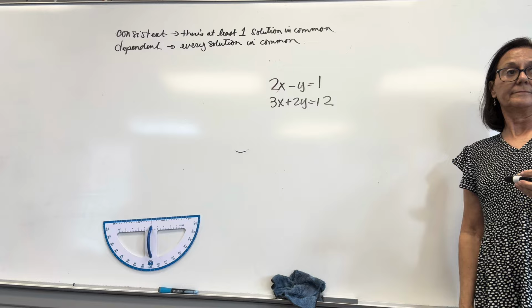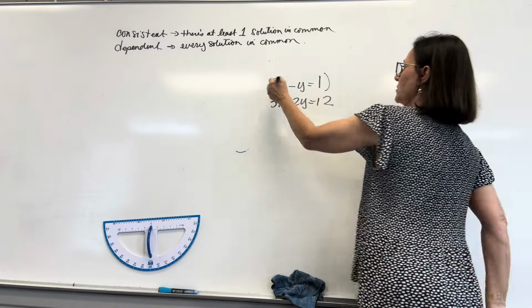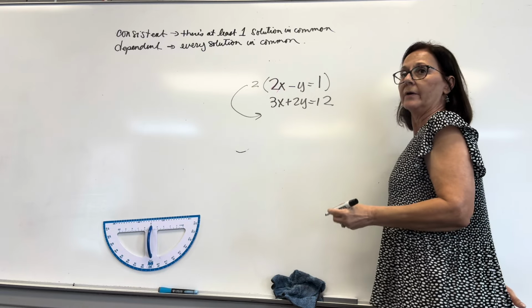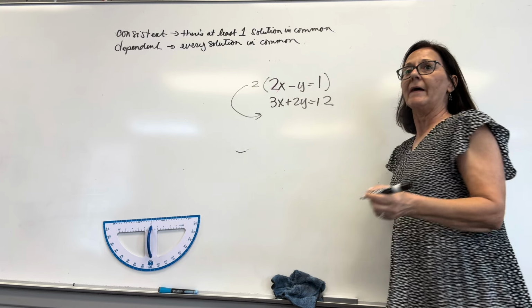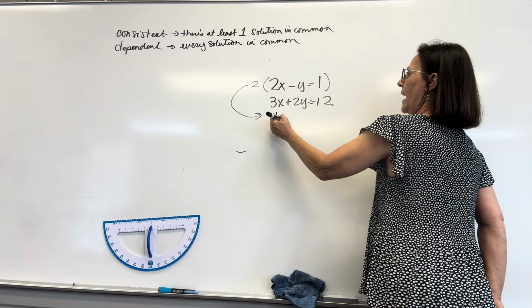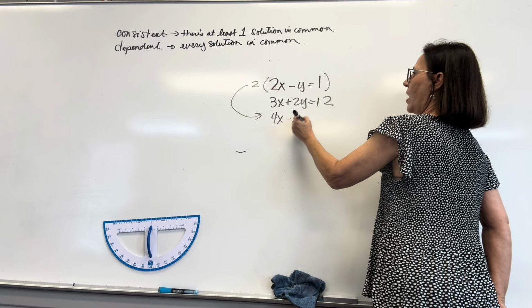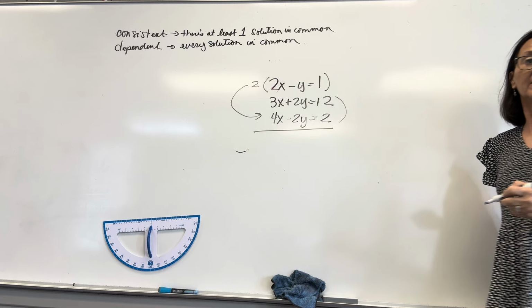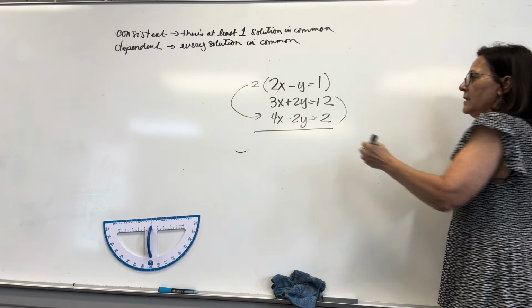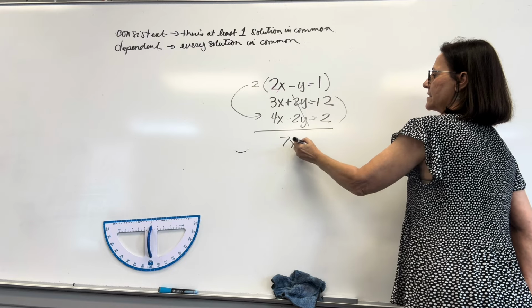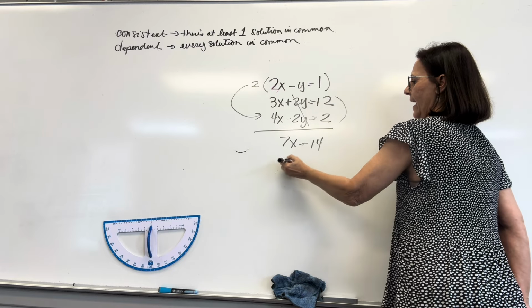I would make this a 2 and eliminate y. See that? So I'm going to multiply this entire equation by 2 and write it down below it. You have to multiply by every term. So we end up with 4x minus 2y equals 2. And now we'll add these two equations. The y's eliminate, and I have 7x is 14, x is 2.